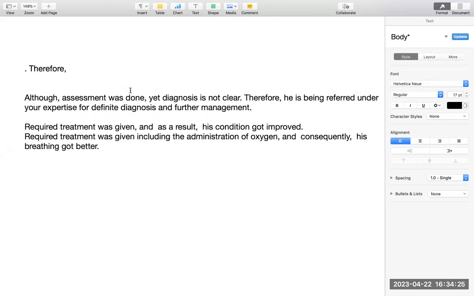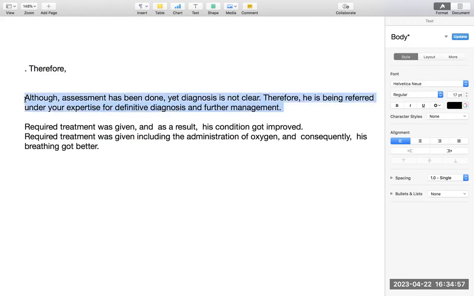Now this is connection. So now I will make it present. So although assessment has been done, yet diagnosis is not clear. Therefore, he is being referred under your expertise for definitive diagnosis. Now, this is an even more wonderful sentence, because if I am using a word like definitive diagnosis, I should have a reason here that the diagnosis is clear or not. So any student can understand this sentence. Please practice it, so you can fit it in any situation.